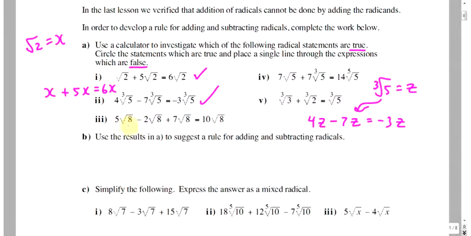How about this guy? Let's let root 8 be what, Loyal? Pick a letter. X. I already used X. Come on. Okay, Y. Why not? So 5y minus 2y plus 7y. What do you think this answer is? 5 take away 2 is 3 plus 7. Hey, that's 10y. That also works. So we can add or subtract radicals. How about this one?